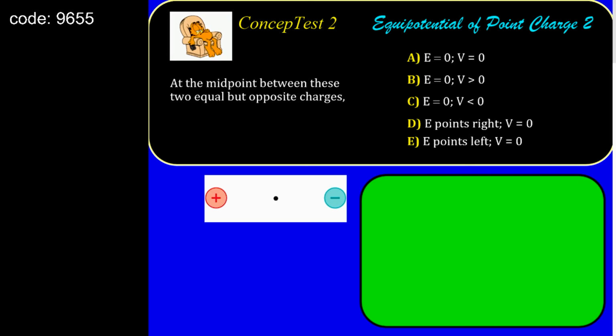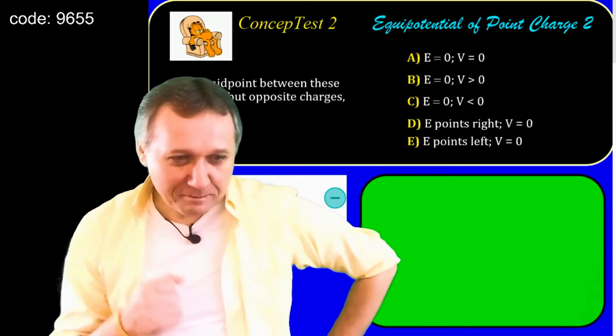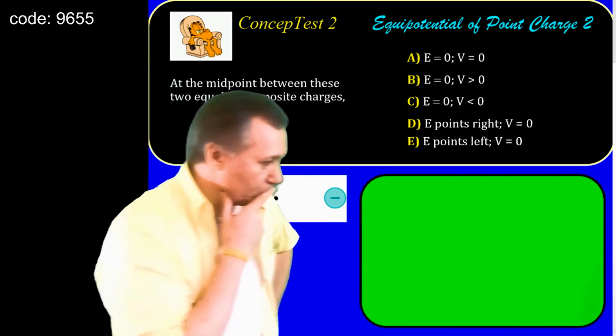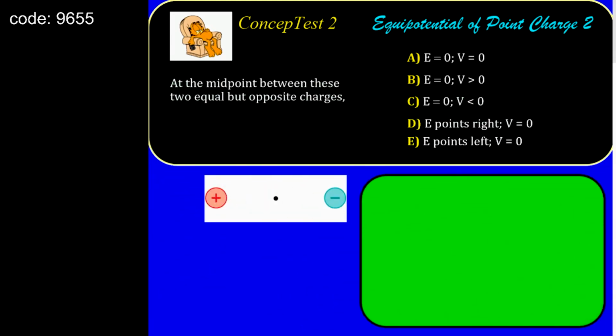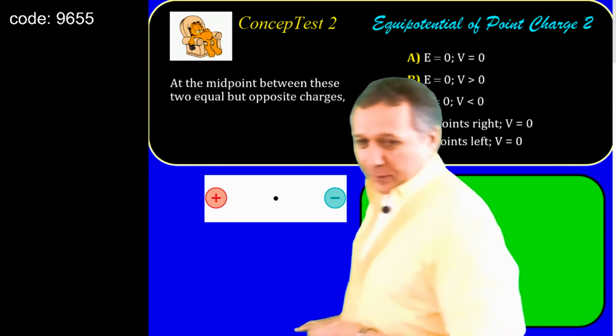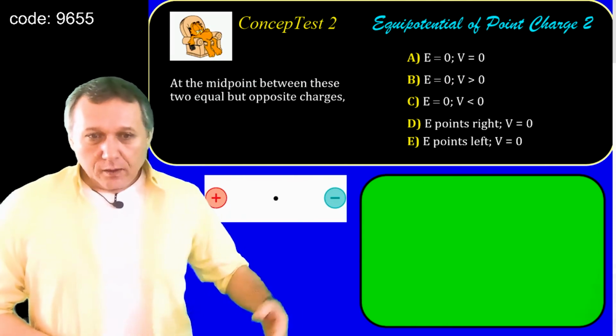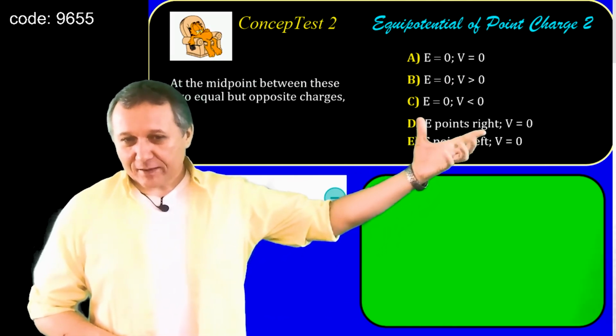So most of you, 69%, believe, it keeps updating, in option D. No one believes in C. Option D, most of you pick, 71%. Yeah, that's still the winning option. Okay, good. So most of you believe that E points right and the electric potential is zero.